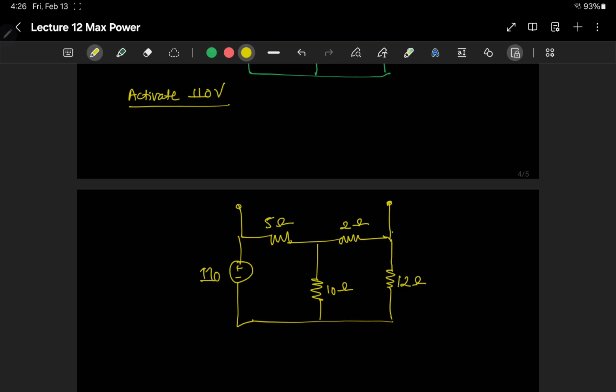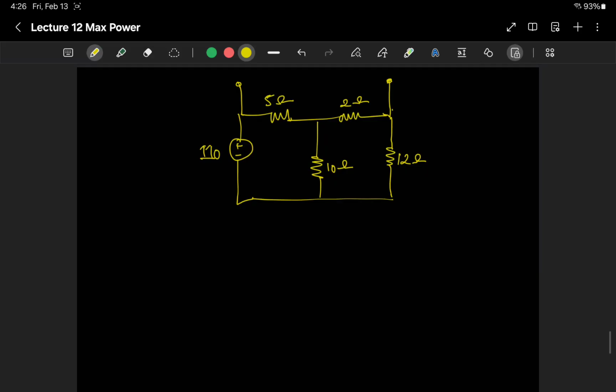Now if we make an equivalent circuit, we can calculate the voltage using the voltage divider rule. What I'm saying here is let's say we have this 110 volt source, and this 5 ohm here, and the rest of everything combined is just one resistor. Then we can find the voltage across here, and call this V dash. Then we can calculate that voltage V dash using the voltage divider rule. So for that we first need to calculate this equivalent resistance.